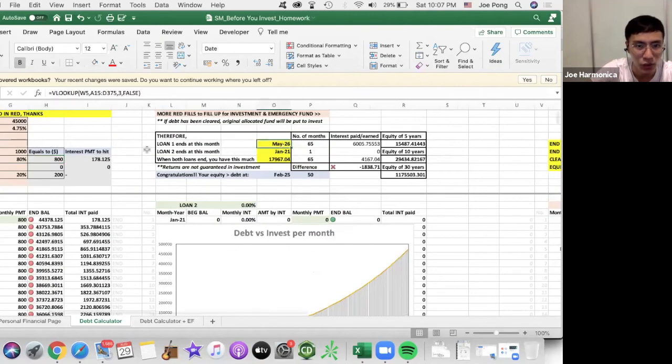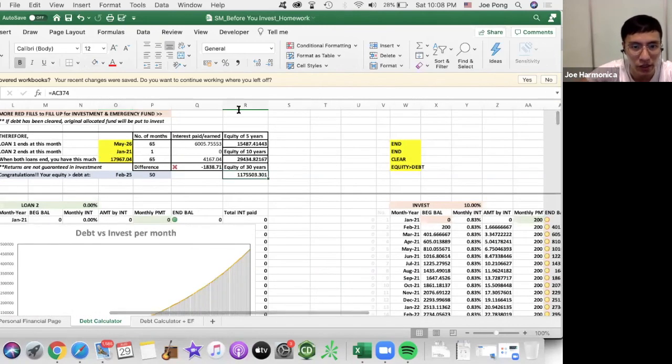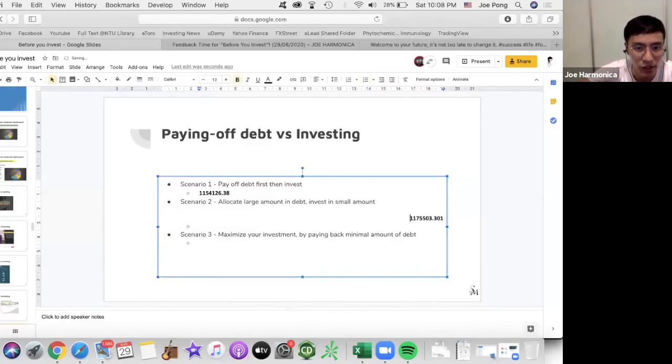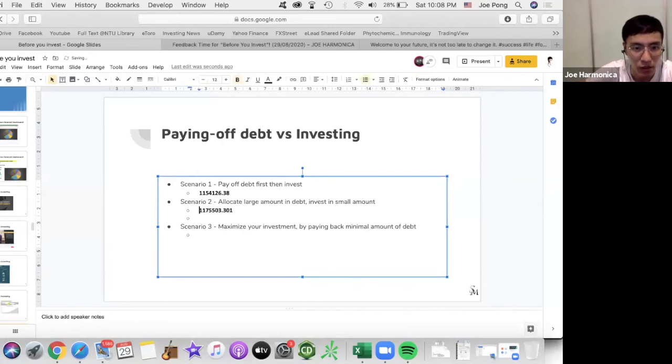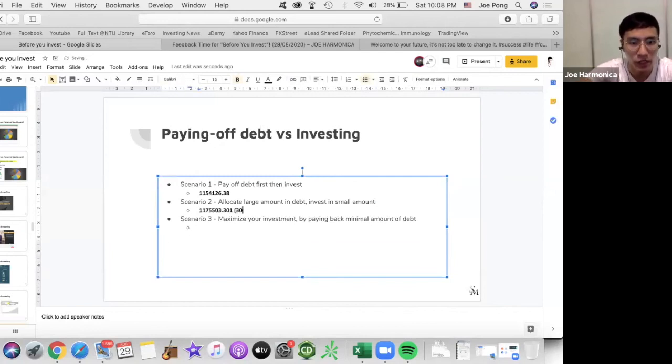Okay, so by doing so, your loan ends at May 26th. So you have 1 extra year to pay your loans. But by the time the loan ends, you will already have accumulated this much money in your investment. Okay, let's now look at equity at 30 years. You have this much money. So let's just put it in here again. All right, so you have this much money in 30 years' time, and this is based on 80 to 20%.